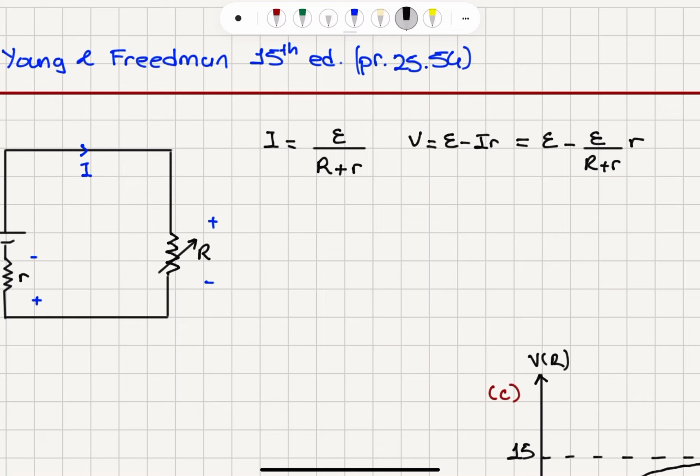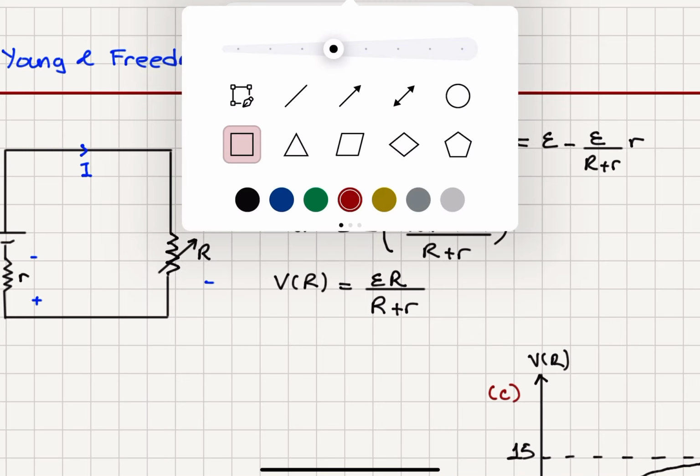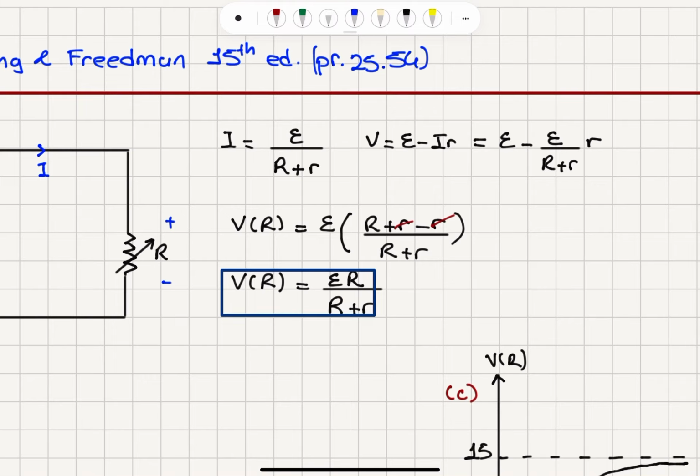Now I can see what the voltage reading will be as a function of R. It is epsilon times parentheses, capital R plus r, minus r, divided by capital R plus r. So these internal resistance values will cancel out, and I will see that the potential reading as a function of the variable resistance R will be epsilon times R divided by R plus lowercase r, which is my internal resistance.